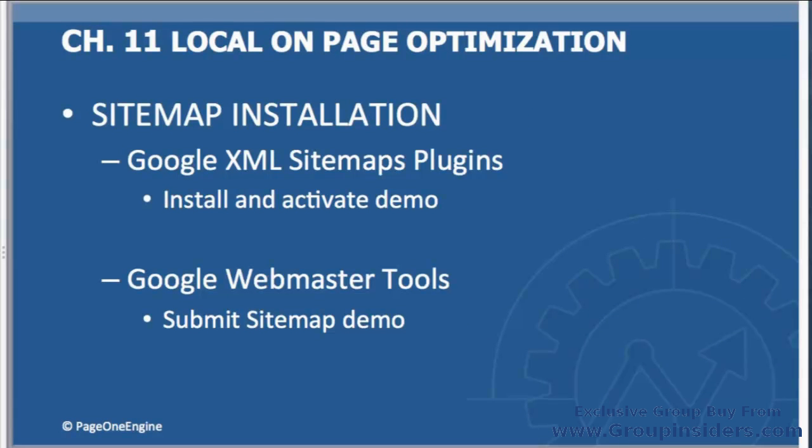Now for the sitemap, this is going to be really important because this is where the spiders go to first when they view your website. And it lays out your website in categories and sections, and it really helps Google figure out what your site is about. So I'm going to show you how to install your sitemap on your WordPress website and also how to submit the sitemap to Google correctly. So let's start with installing the plugin.